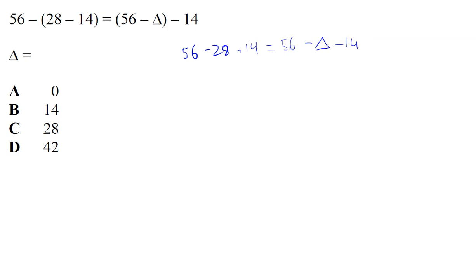Okay, so let's start solving this through. The two 56s cancel out, and these two 14s don't actually cancel out, but become additive. So you get negative 28 on this side, so you get negative 28 is equal to negative triangle, negative 28. So the negative 28s, again, cancel out, and you just get that triangle is equal to 0. So our answer here is A.